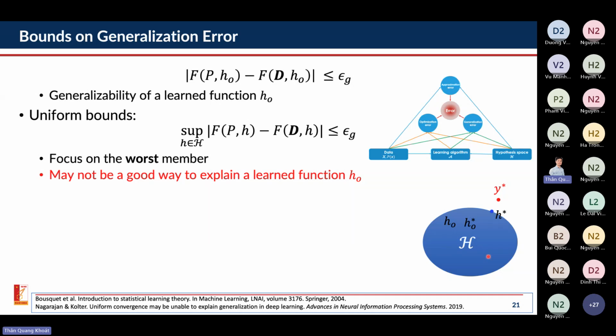So that's why, for this quantity, many years ago, many theories focused on it, right? We are trying to see the worst member in the model family, okay? In other words, we are trying to provide some upper bounds for that quantity, right?